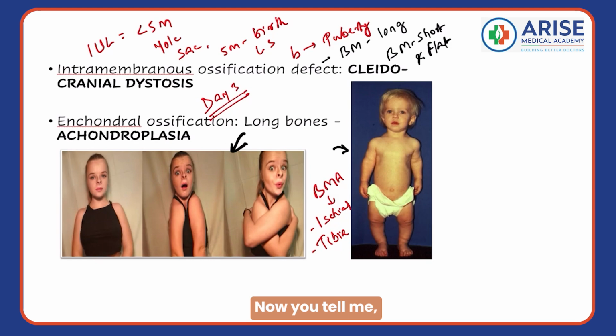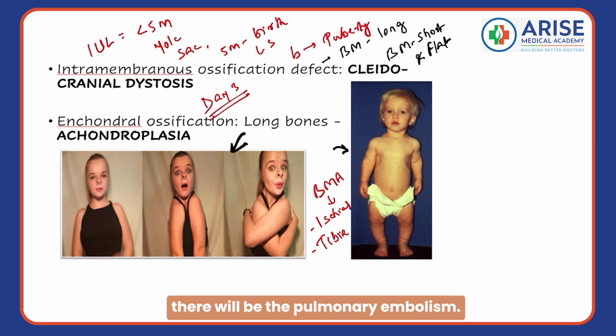Now you tell me, what is the condition here? This is a case of fat embolism. Please remember, first there is fat embolism, and because of that there will be pulmonary embolism, with obstruction of the blood vessels.